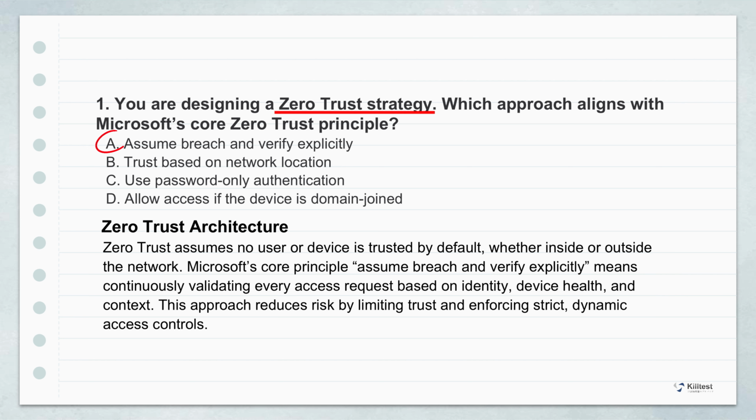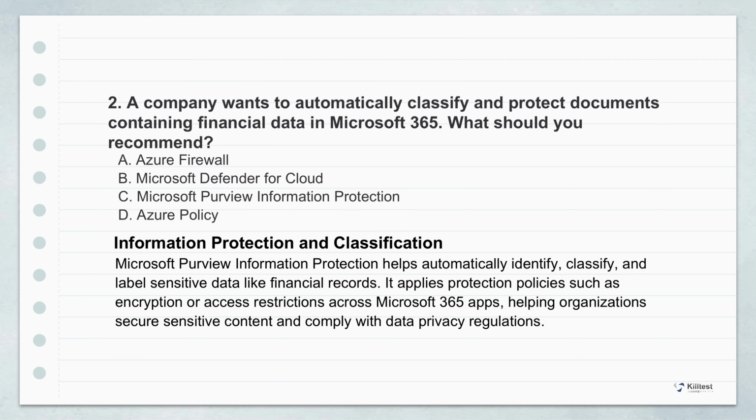Crucial point. Okay, so you've got that foundation, that zero trust mindset. What's next? Usually it's the data itself, right? Always the data. How do you even start to automatically classify and protect sensitive stuff like financial records, PII, whatever, within a massive system like Microsoft 365? Sounds like finding needles in a constantly growing haystack. Well, for that specific challenge, automatically classifying and protecting sensitive info, the Microsoft solution is Purview Information Protection.